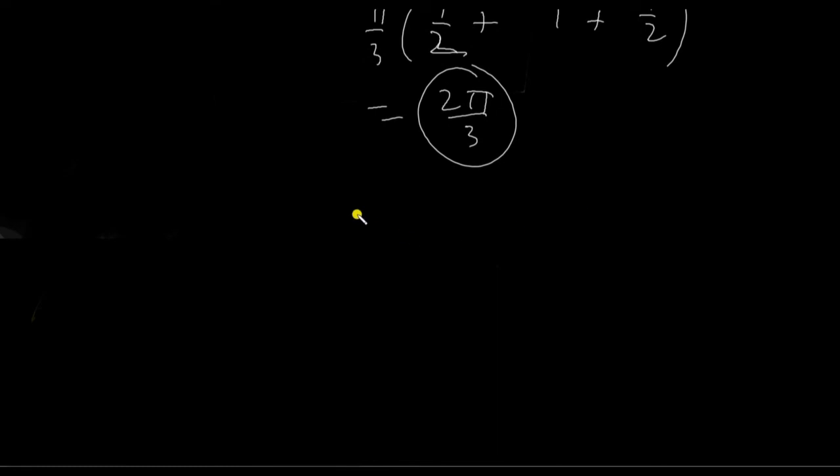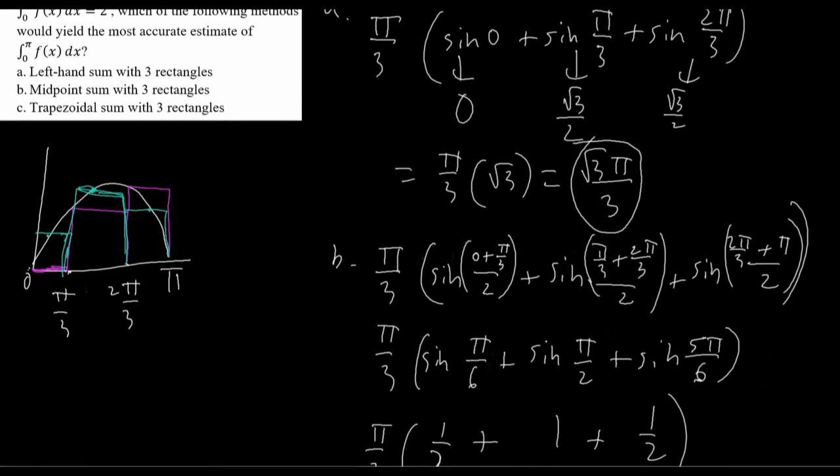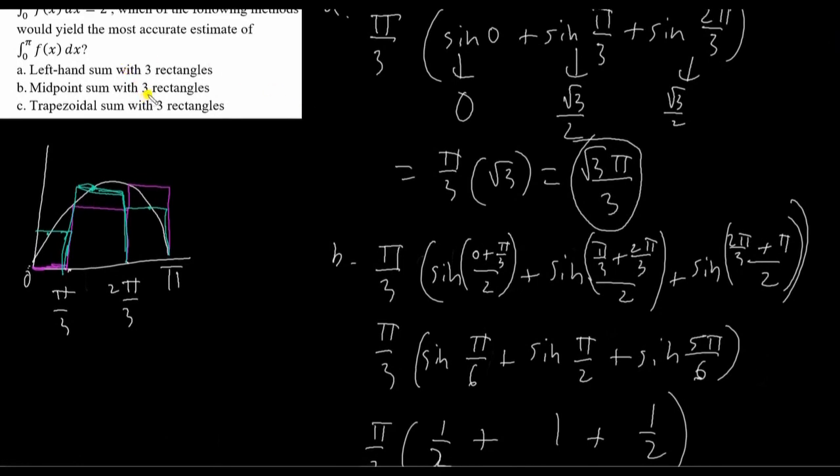And now let's look at part C. Part C asked for trapezoidal sums, trapezoidal sum with three rectangles. So what that's going to look like is, let's see, I'll choose red. It's going to be a trapezoid starting from here going up to there. It's going to be like a triangle, and then we're going to have another triangle, and another triangle like that. So we have these three triangles slash trapezoids, and then we need to find those areas.